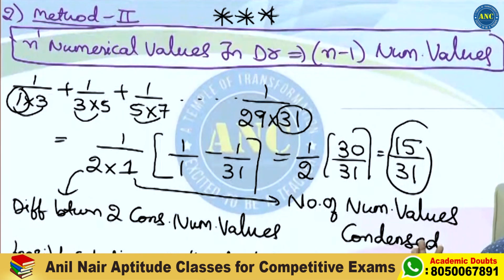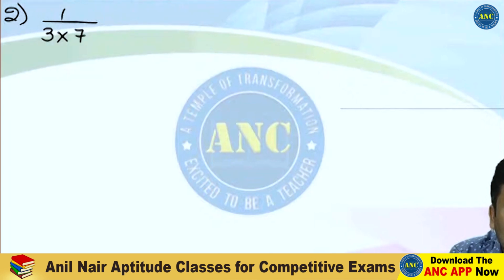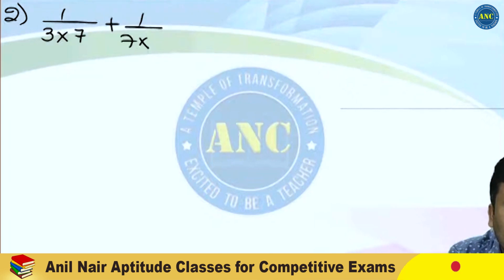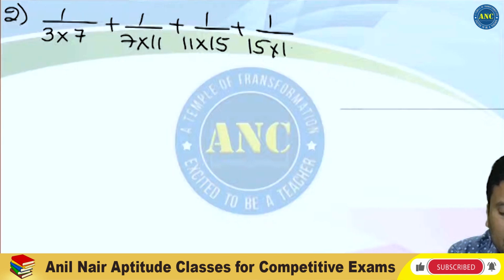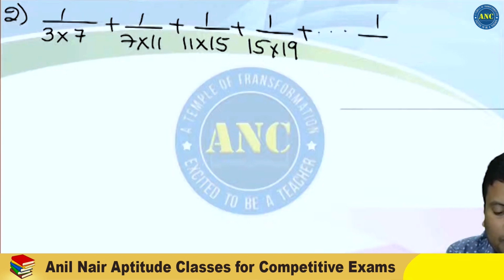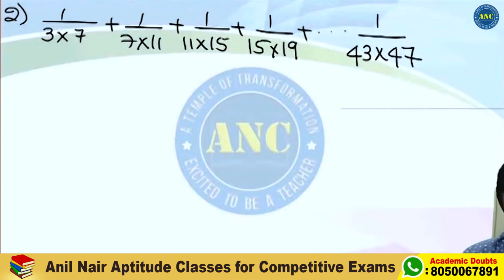Let me solve a few more questions, then you will understand why it is the optimal solution. 1 by 3 into 7 plus 1 by 7 into 11 plus 1 by 11 into 15 plus 1 by 15 into 19 and so on up to 1 by 43 into 47.